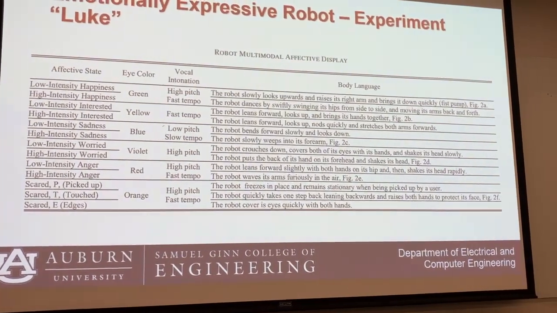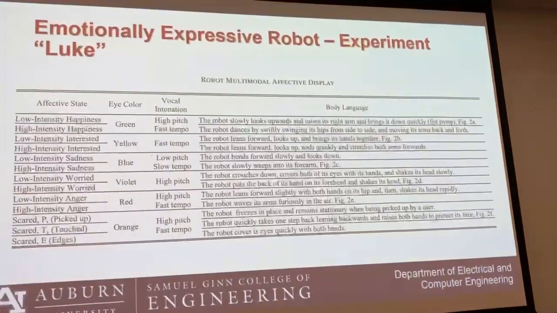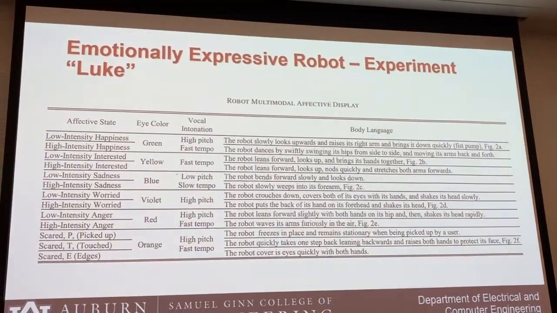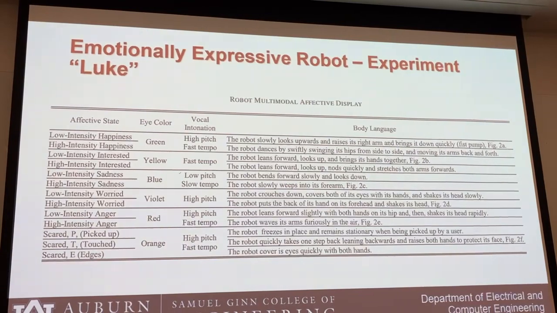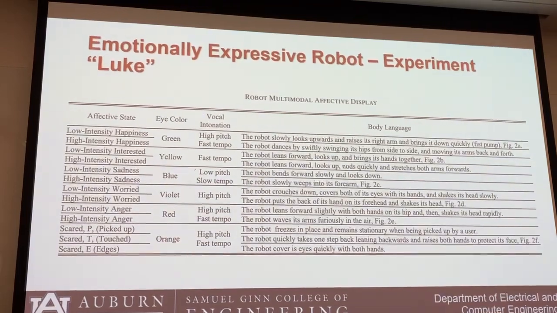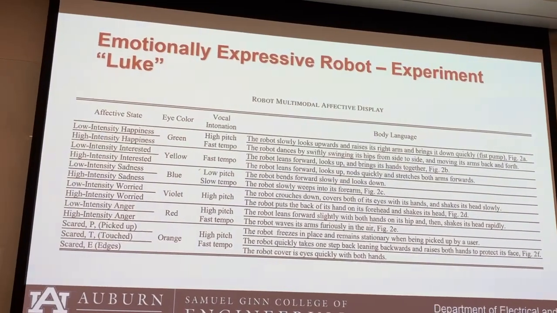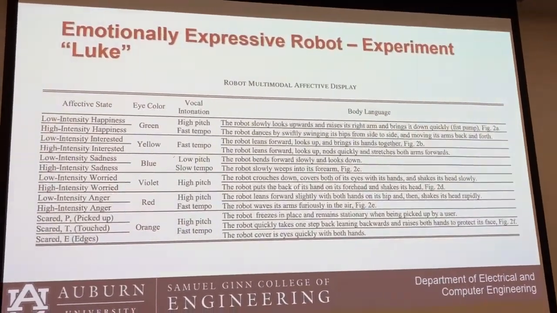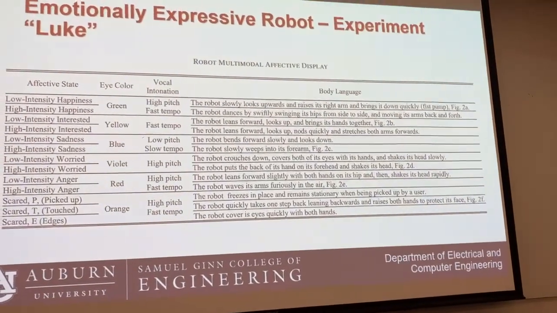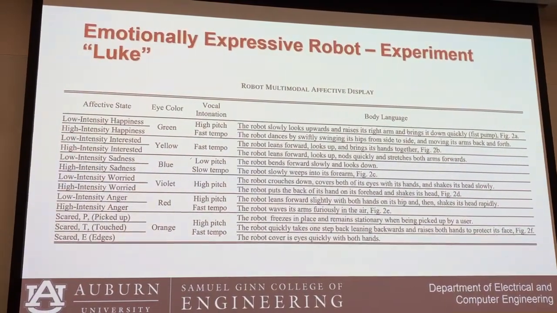And for the interested state, it has a yellow eye color, with fast tempo vocal intonation. For low intensity interested, the robot will lean forward, look up, and bring its hands together. In high intensity interested, the robot leans forward, looks up, nods quickly, and stretches both arms forward. And for sadness, the eye color will change to blue with low pitch and slow tempo vocal intonation. The robot bends forward slowly and looks down for the low intensity sadness, and slowly weeps into its forearm for the high intensity sadness.